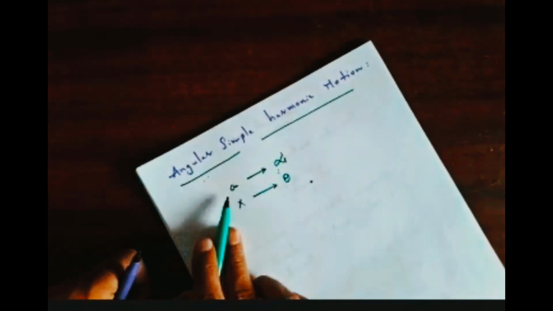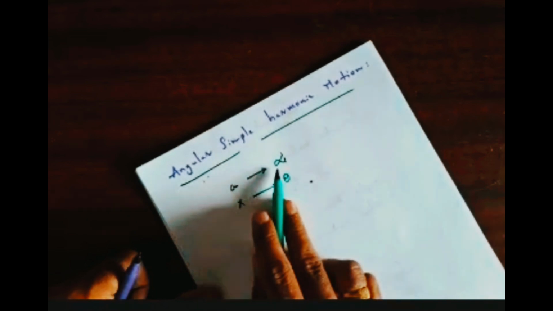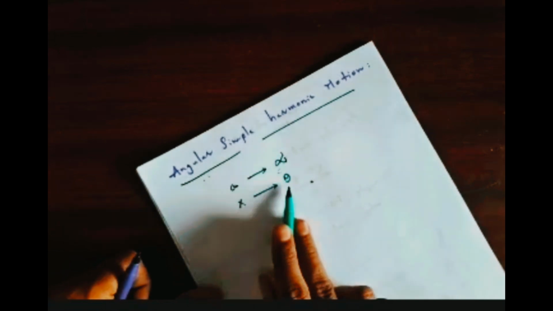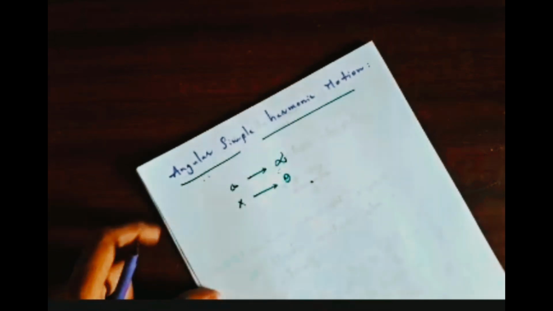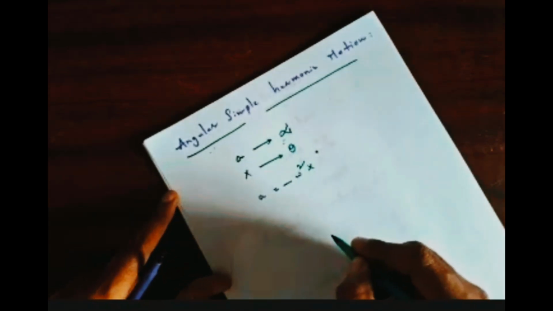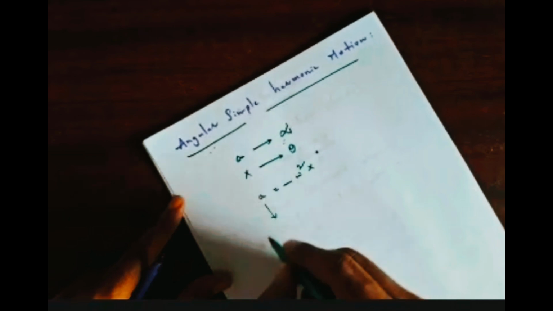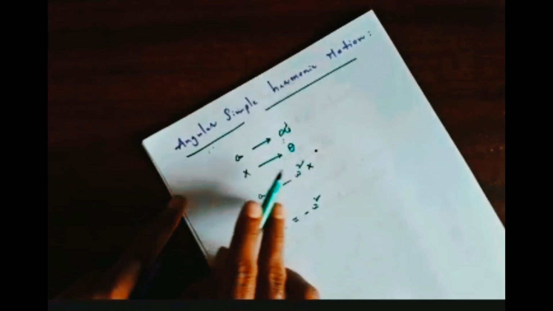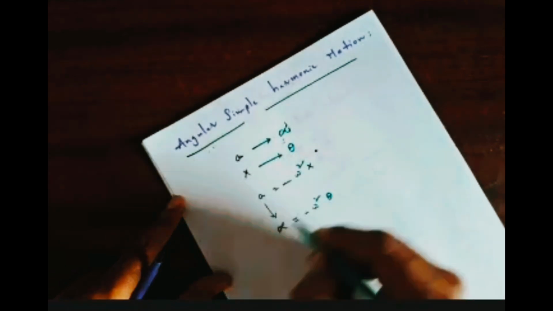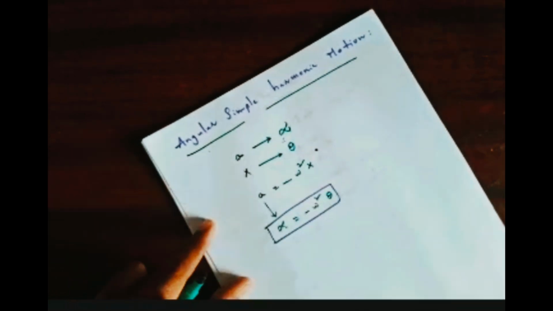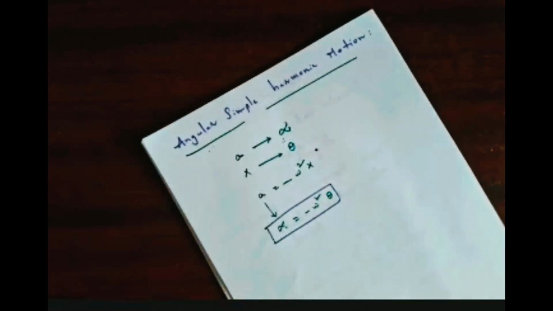A is the linear acceleration. This linear acceleration is replaced with alpha, angular acceleration. X, linear displacement, is replaced with angular displacement, theta. So the formula a is equal to minus omega square x, which you already know, becomes alpha is equal to minus omega square theta. This is the representation of angular simple harmonic motion.